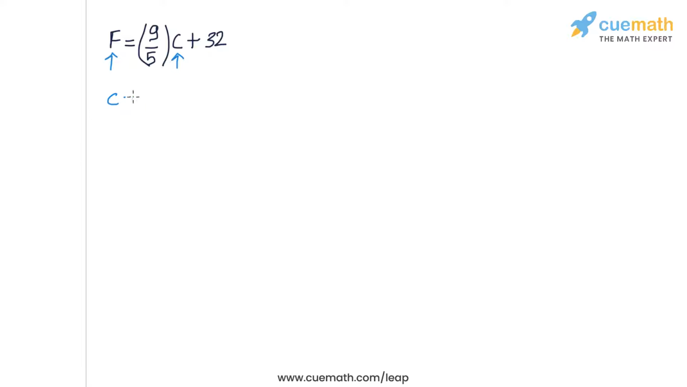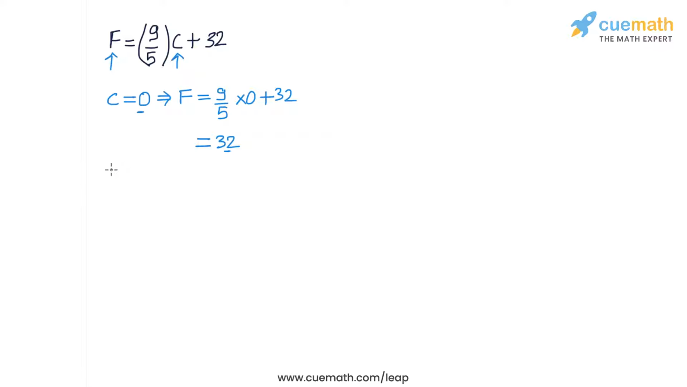So let's take C is equal to 0. If we substitute C equal to 0 into the equation, we get F is equal to 9 by 5 into 0 plus 32. So we get F is equal to 32. So corresponding to 0 degree Celsius, the temperature is 32 degree Fahrenheit.